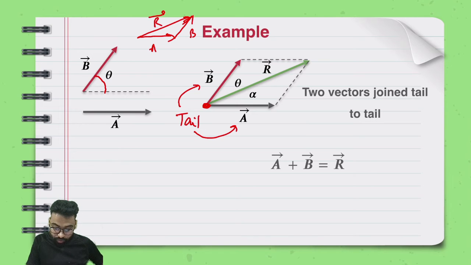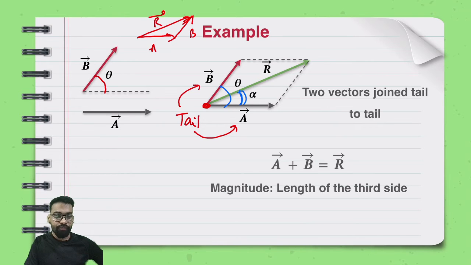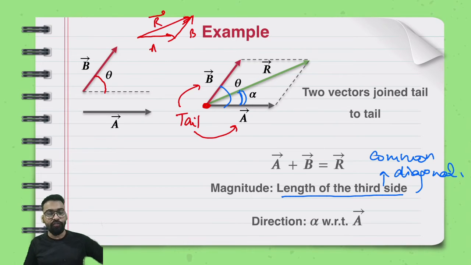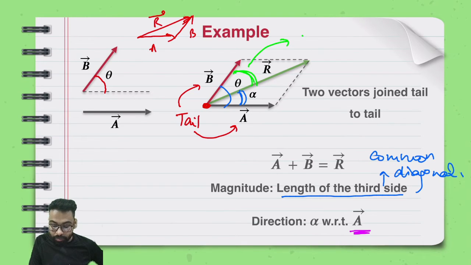Obviously, this full angle is theta, while this angle is alpha, where alpha is with respect to A. The magnitude is very simple. You have the length of the third side, which comes from the triangle law. Over here, it is the length of the common diagonal that you can see in this parallelogram. The next thing is that the direction is alpha with respect to A. Remember, this is with respect to A, not with respect to B. If you have to tell it with respect to B, everybody can say this would be theta minus alpha with respect to B.